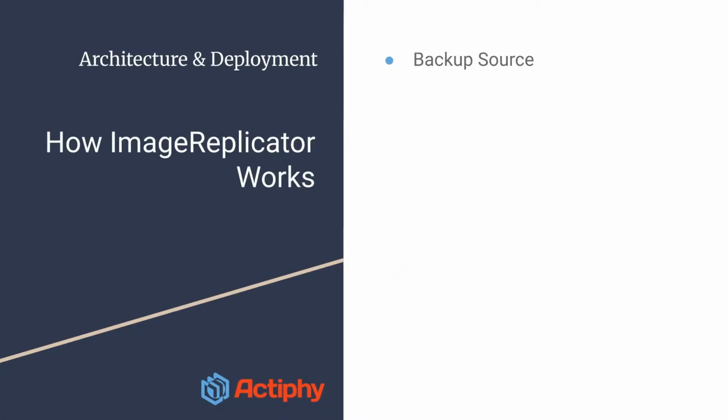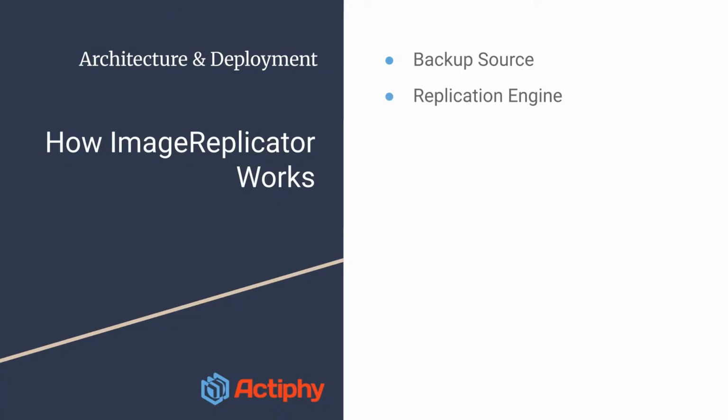Every replication begins with a backup image created by ActiveImage Protector. ImageReplicator works alongside your existing backup environment, protecting the backup images it has already created. This allows you to add off-site protection without changing your existing backup strategy.